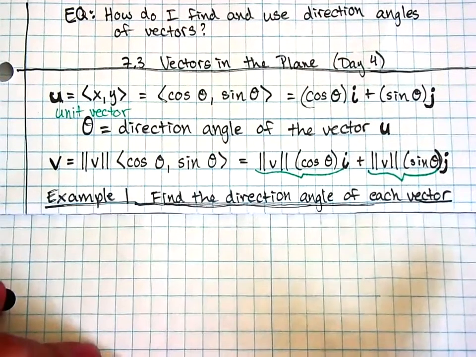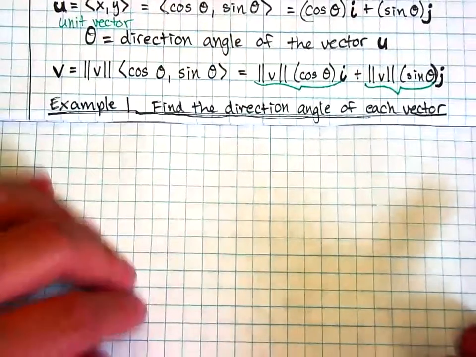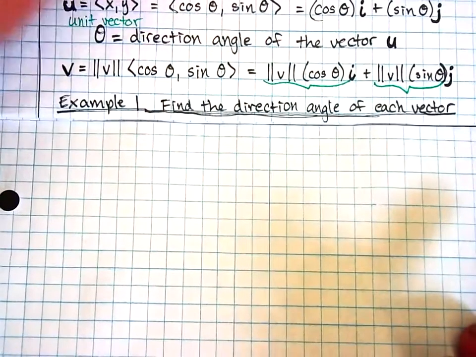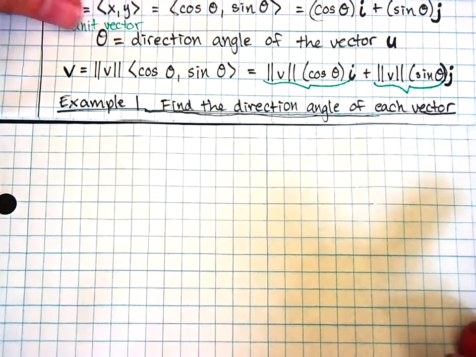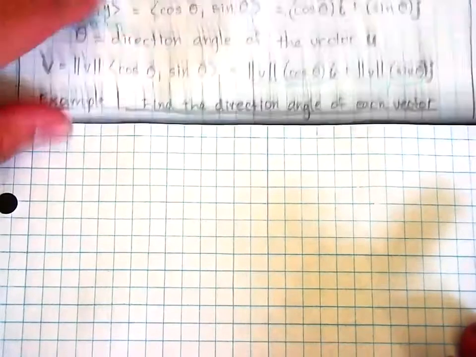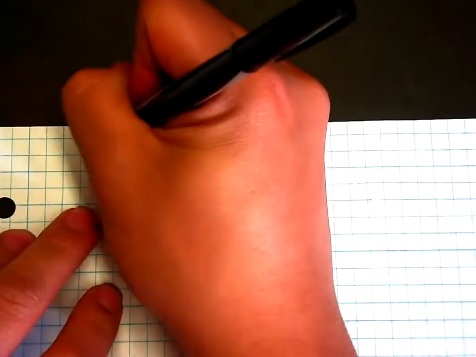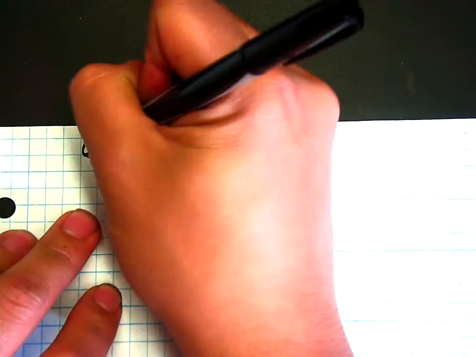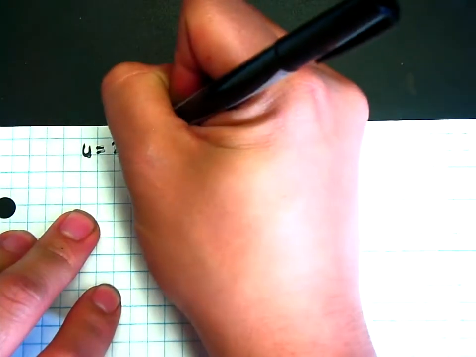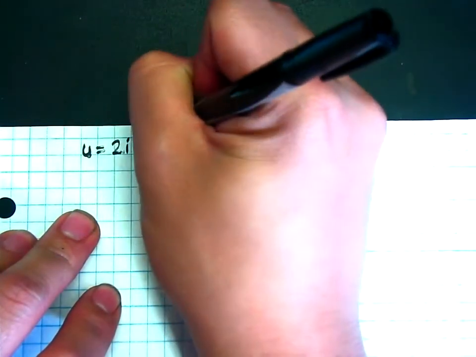Okay? So what we're going to start off with is example 1. We're going to find the direction angle of each vector. So make sure that is copied down. Pause if you need to. Let me go ahead and move this away now. What we're going to do is find the direction angle of this unit vector, which is given as 2i minus 5j.